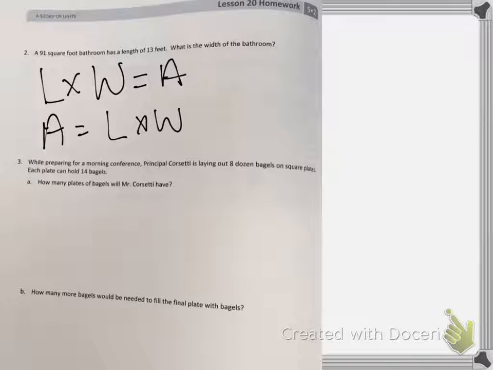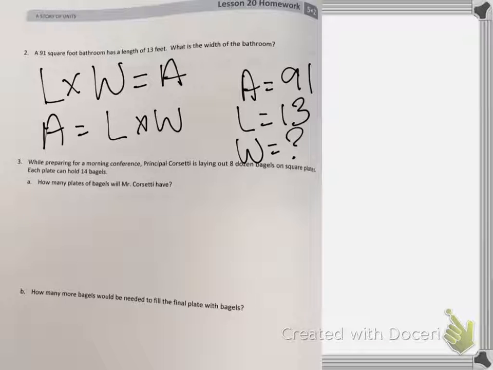So let's see. We have area. So area equals 91. Length equals 13. So we need to find width. Well, we learned that multiplication and division are just opposites of each other, kind of like addition and subtraction. If you have one part of an addition sentence, you have the sum and one of the add-ins, you're able to use subtraction to find that other add-in. Well, that goes the same for multiplication. So we're given the product and we're given one of the factors.